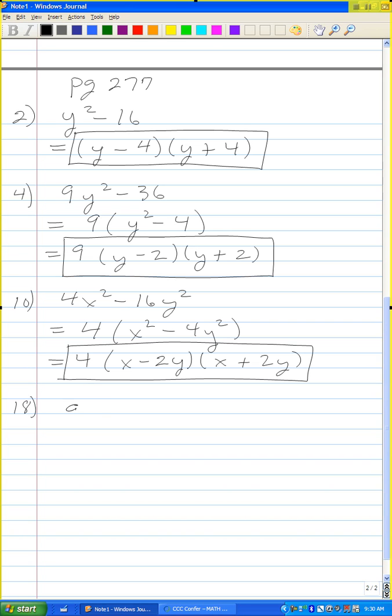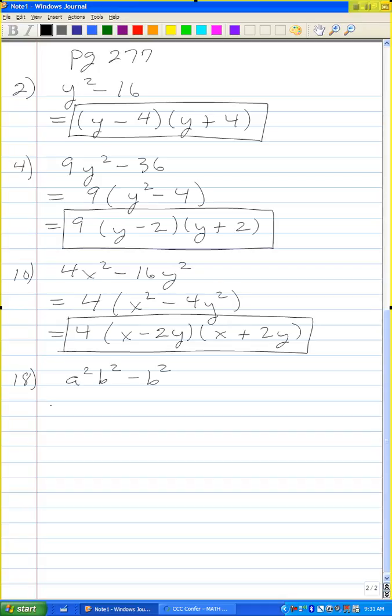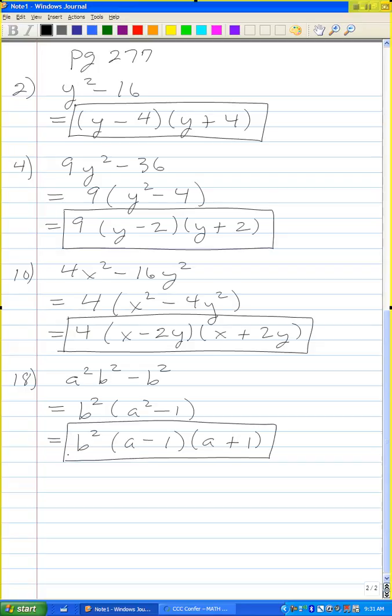A squared b squared minus b squared. Again, I can factor out what's in common, b squared. What remains is a squared minus 1 after I factor out the b squared. And so a squared minus 1 is just the difference of squares. So I can write this as the product of the sum and difference of two terms. The square root of a squared is a. The square root of 1 is 1. Times, well, the same term except change the minus to a plus. Let me do problem number 20.